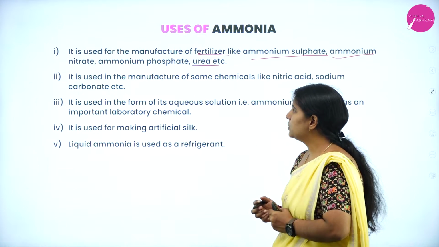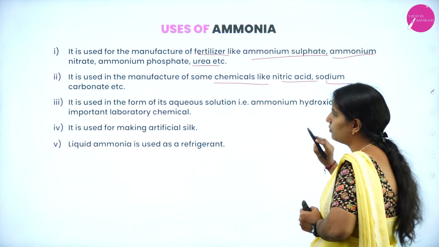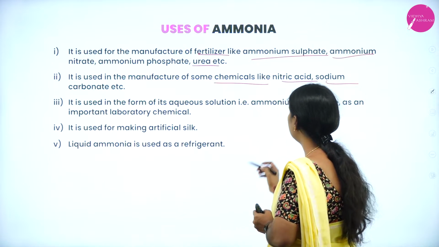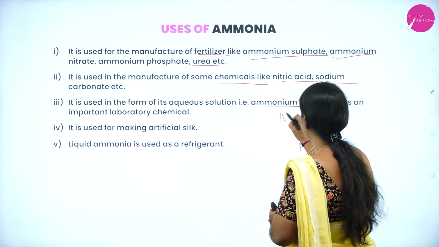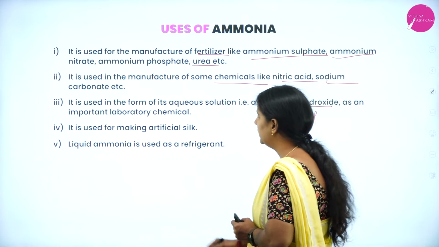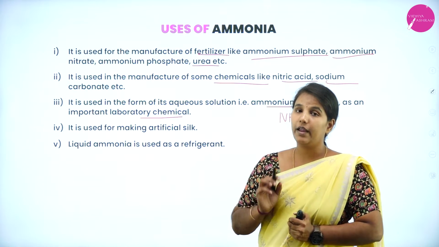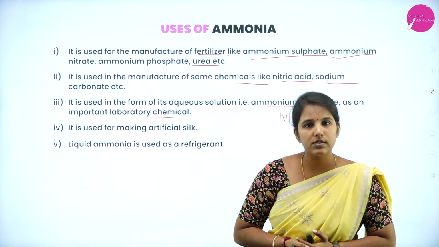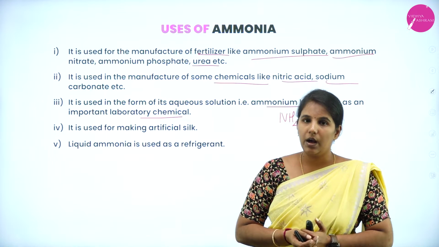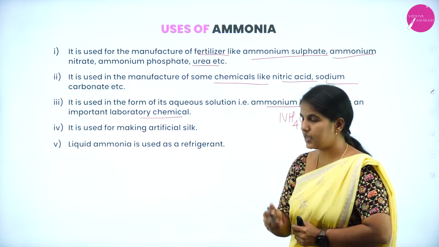It is used in the manufacturing of some chemicals like nitric acid, sodium carbonate, etc. It is also used in the form of an aqueous solution, that is ammonium hydroxide, as an important laboratory chemical. Hope you know that for every analysis, we use ammonium hydroxide as one of the common chemicals, where ammonia is dissolved in water to get ammonium hydroxide, which is an aqueous solution.